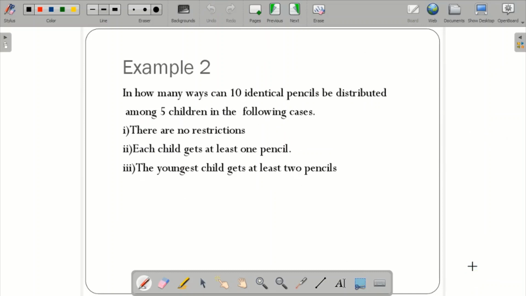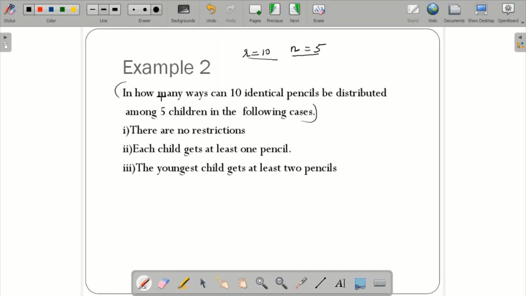Example 2 is: in how many ways can 10 identical pencils be distributed among 5 children in the following cases? Before we go to these sub questions, let us see what is 10 and what is 5. Identical means r is equal to 10, among 5 children. Is each child the same? No, each child differs from the others. So n is equal to 5, r is equal to 10.